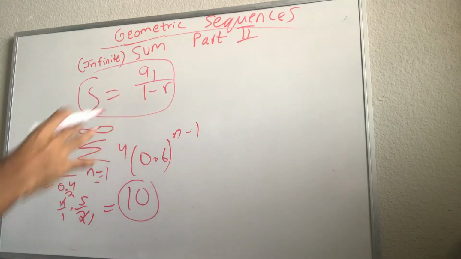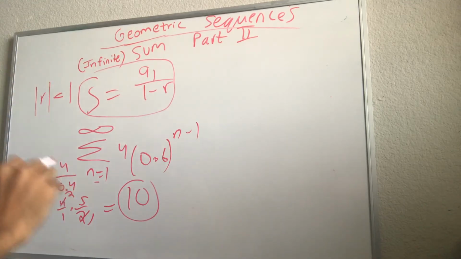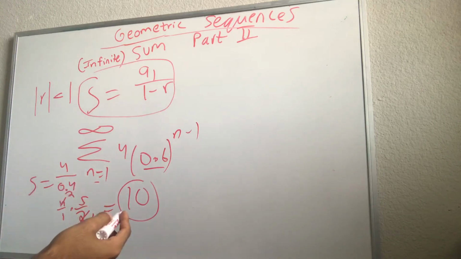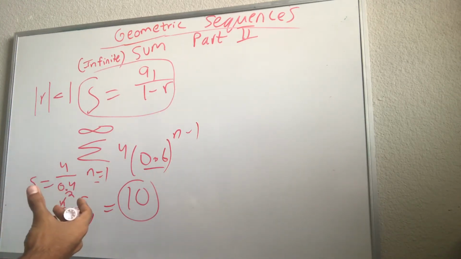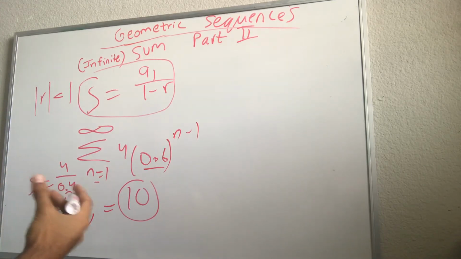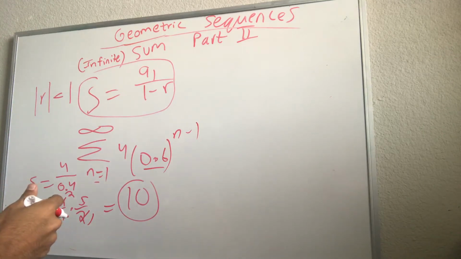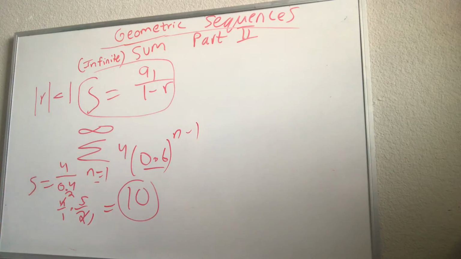Now this formula is applicable when the absolute value of r is less than 1. And this is important to understand. If your common ratio is 3, a positive common ratio, that indicates that your sequence is increasing exponentially, and so your overall answer in that case would be infinity.